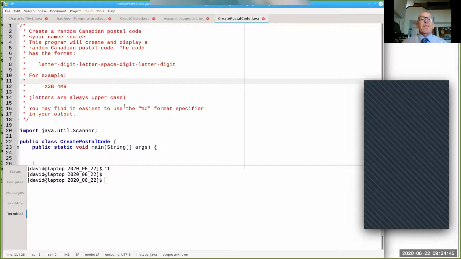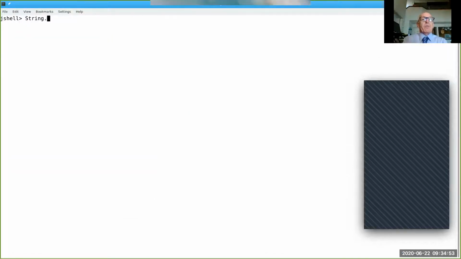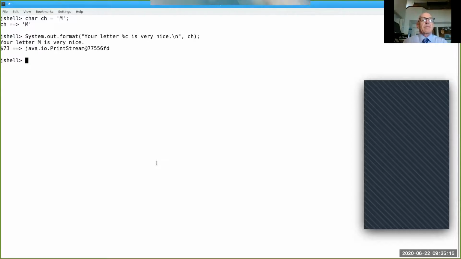You can use the %c format specifier to do characters. Let me go back in here. For example, System.out.printf, let's see. So when you want to put a character out, use the %c specifier.